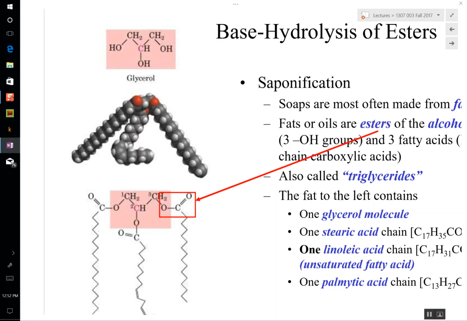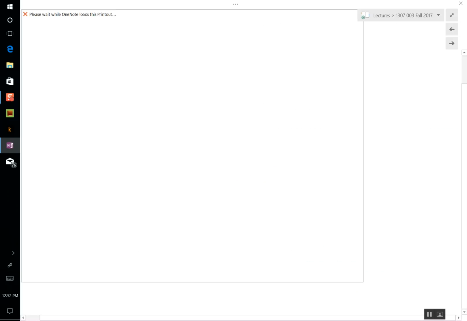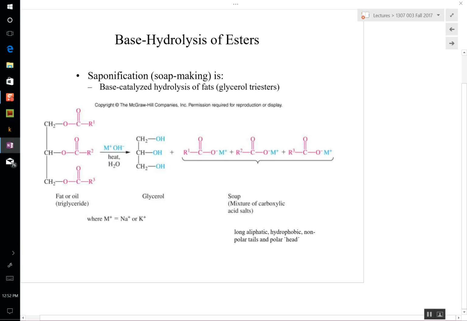All right, so when I went to South Africa, we didn't use lard. We used vegetable oils, which are also triglycerides. A bottle of olive oil is a bottle of triglycerides. All right? Like I said, in chapter 17, we'll talk about that a little bit more. But here's the reaction.